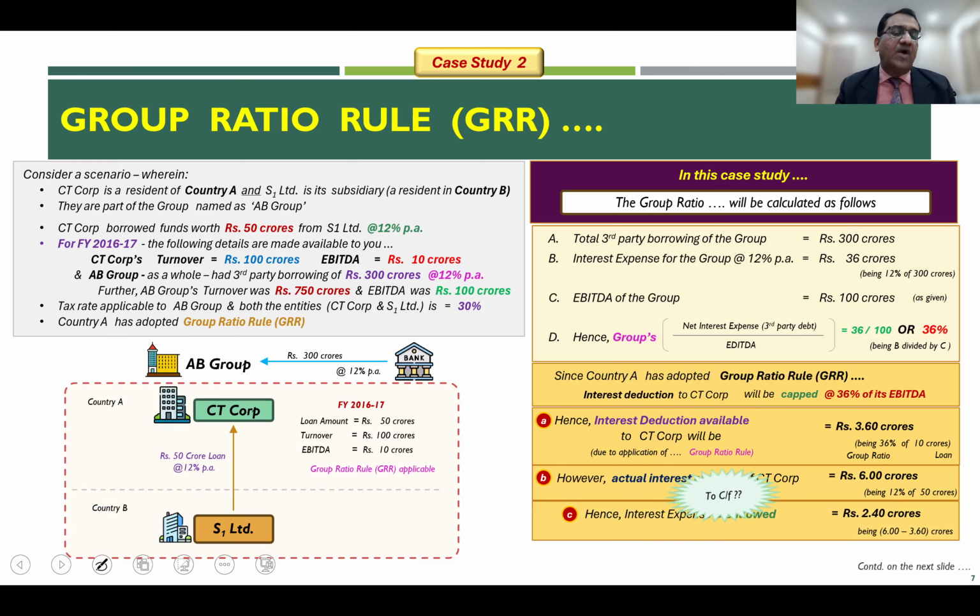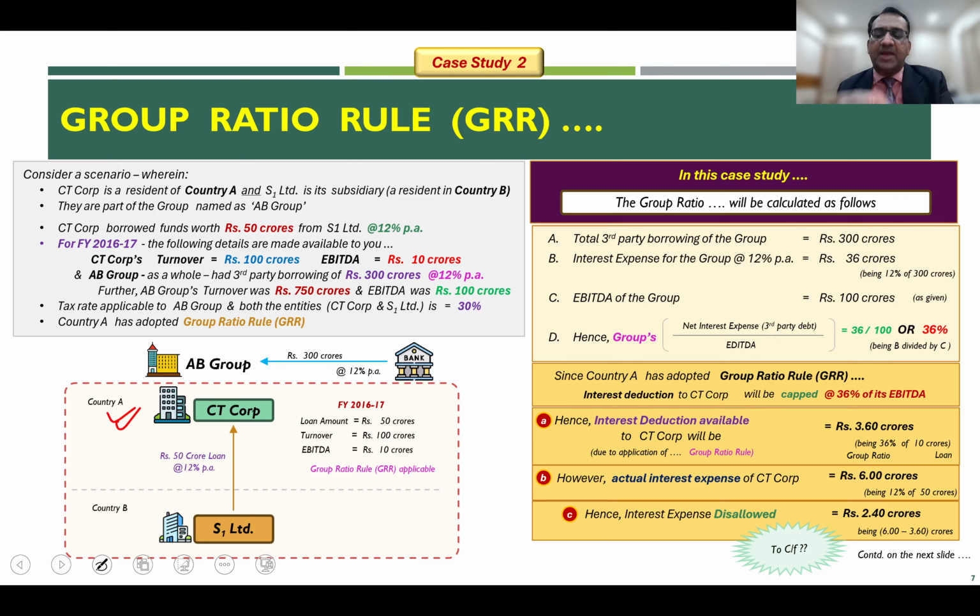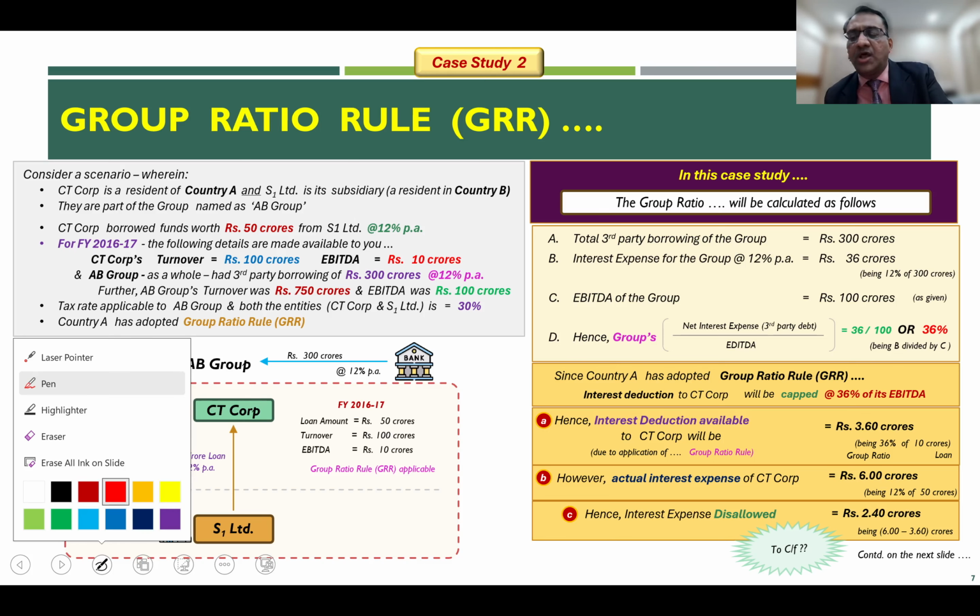And we have seen what happens to this disallowed amount. Can it be carried forward? It depends on the applicable tax rules in this jurisdiction. So that's how the group ratio rule works out.